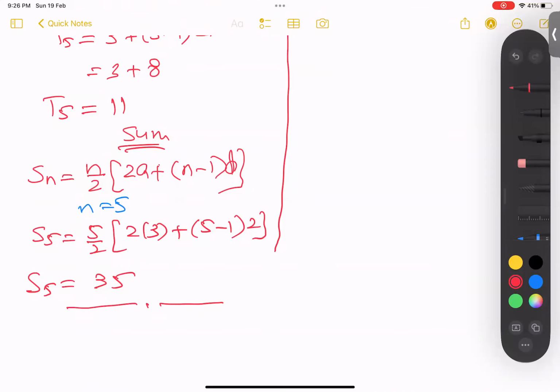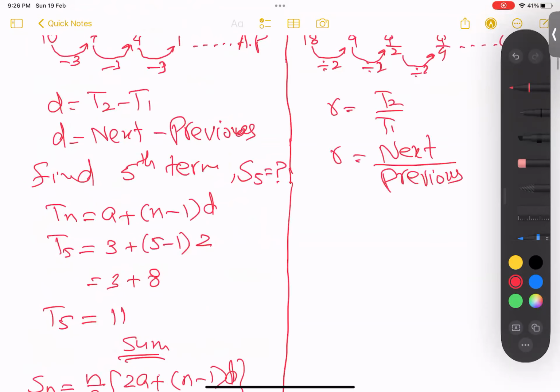Manually, the examiner will not ask you. I solved it myself just to give you confidence. That's the only reason behind it. So Alhamdulillahi Rabbil Alameen, I believe you understood.